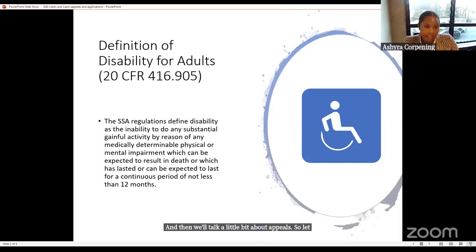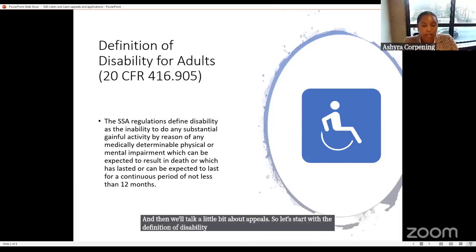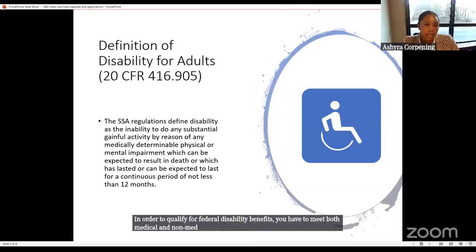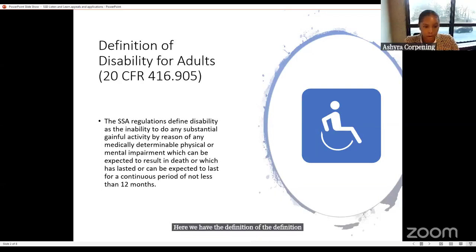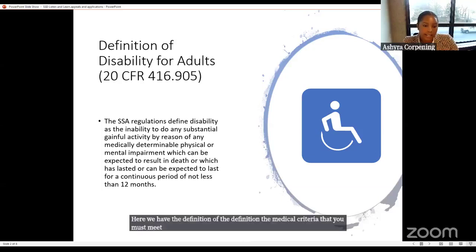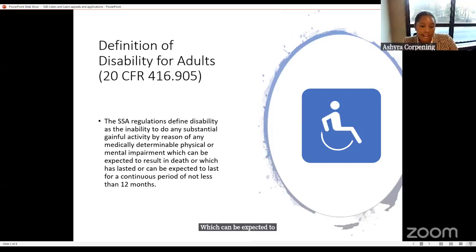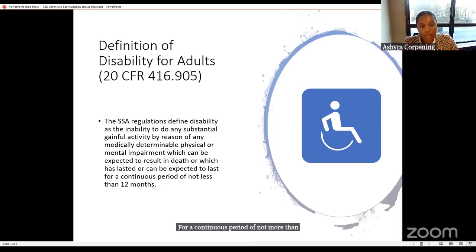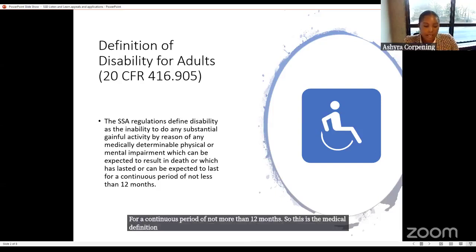So let's start with the definition of disability for adults. In order to qualify for federal disability benefits, you have to meet both medical and non-medical criteria. Here we have the definition of the medical criteria that you must meet, which I'll read. The SSA regulations define disability as the inability to do any substantial gainful activity by reason of any medically determinable physical or mental impairment, which can be expected to result in death or which has lasted or can be expected to last for a continuous period of not less than 12 months. So this is the medical definition of disability that you must meet.